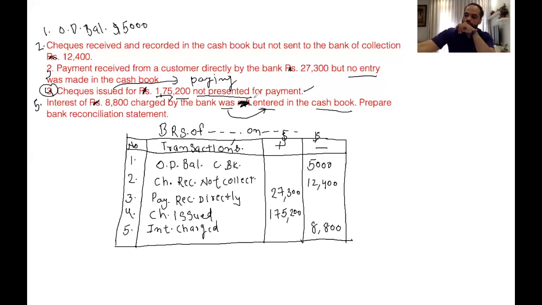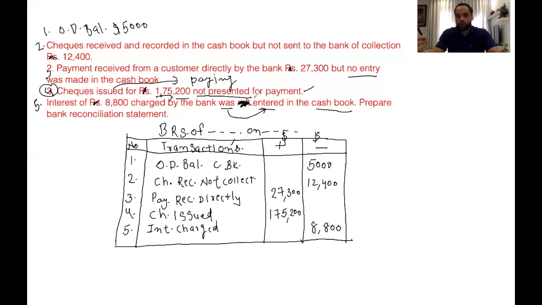What do you think? It's also negative impact. It's also negative. Anybody else? What is the impact? Anybody else? What will be the impact of transaction 5 if it says interest charged by bank and was entered in the cash book? Positive impact.